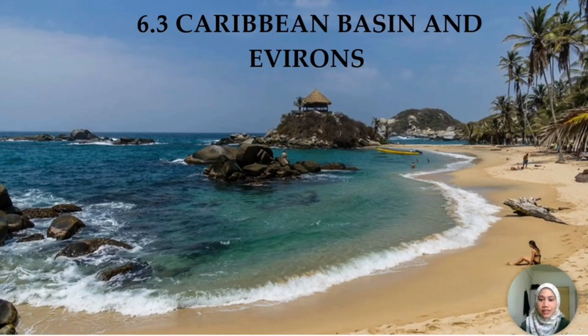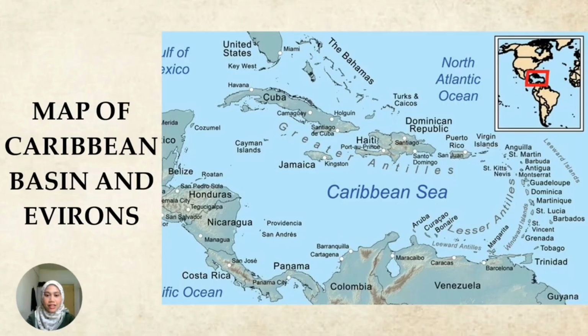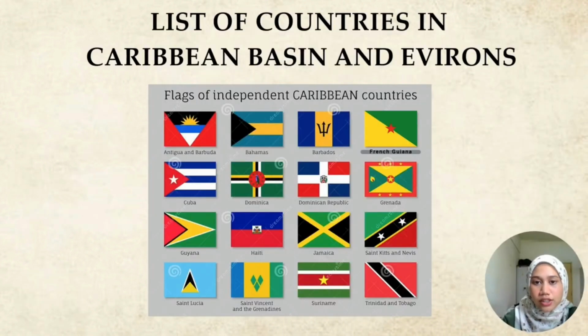I am Vanessa. I'm continuing with the Caribbean Basin. So this is a map of Caribbean Basin and environments. So this is the list of countries in Caribbean Basin and environment. So we can see that we have Bahamas, Cuba, Dominica, Haiti, and others.